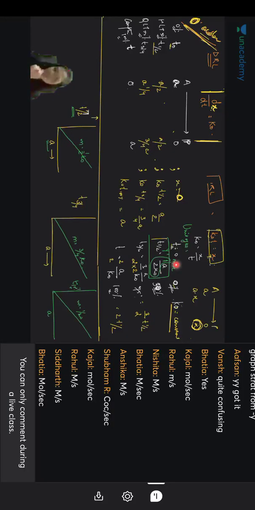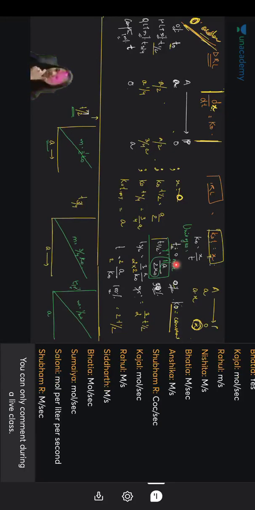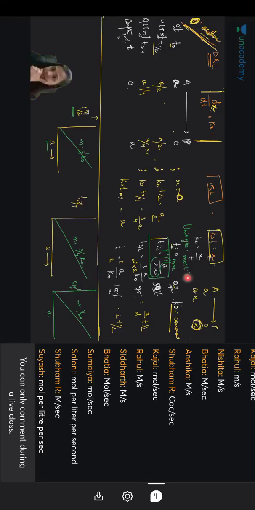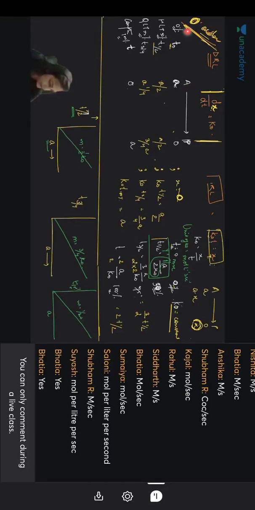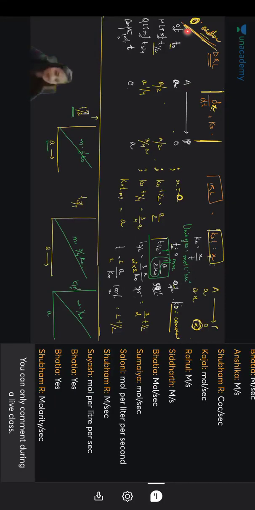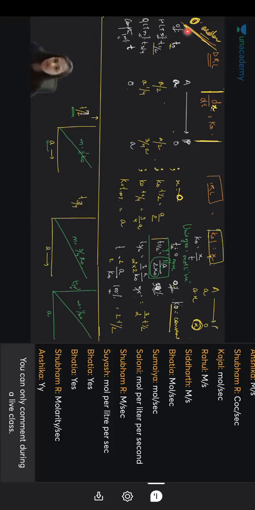Is there a difference between moles and concentration? Number of moles or concentration? Moles per liter per second. There is a difference between the number of moles and the concentration. Concentration is the number of moles per liter of solution. That is molarity. Got it? So this will be moles per liter per second.